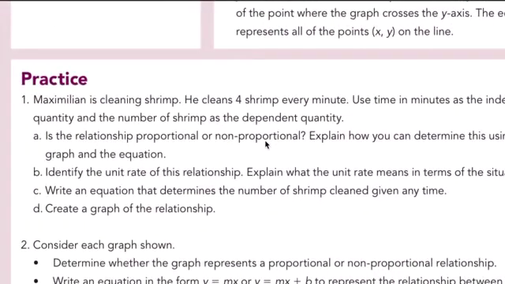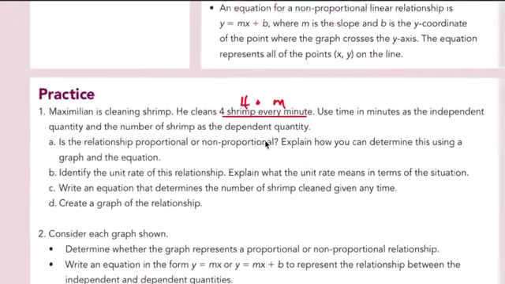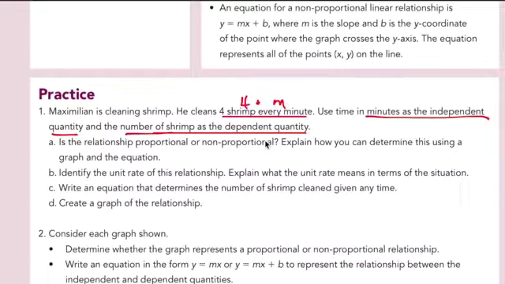Maximilian is cleaning shrimp. He cleans 4 shrimp every minute. So 4 shrimp for every minute. We use time in minutes as the independent variable. Time is always independent. The dependent variable is the number of shrimp he cleaned.